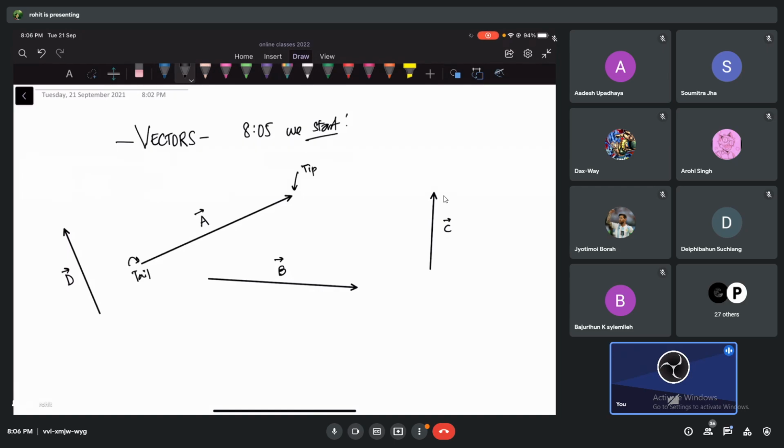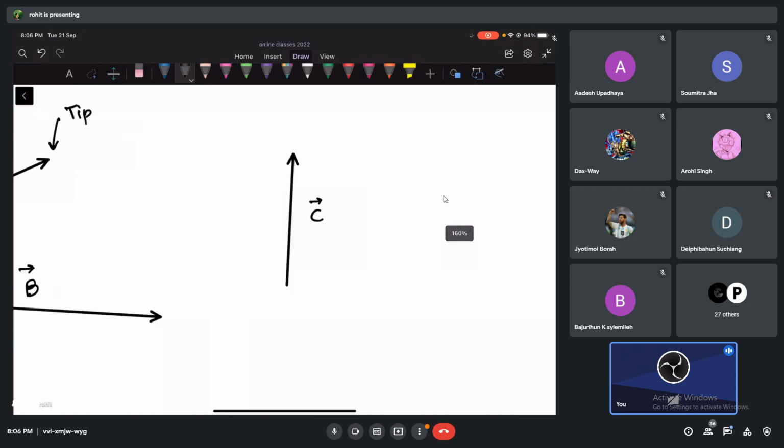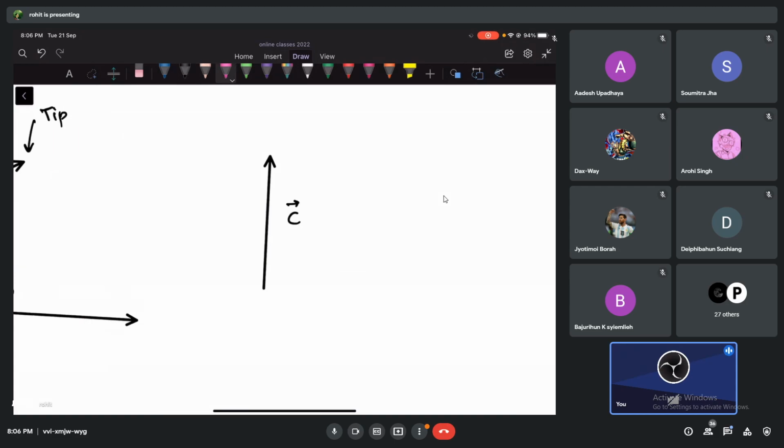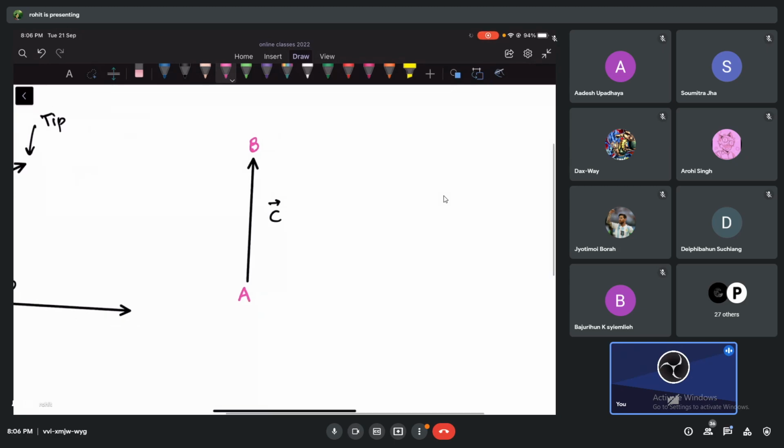So all the vectors have a tip and a tail, and you can give names to the tip and tail also. I can call this A here, and I can call this B. These are not vectors, these are points. The tip is called B here, and A is called the tail. So I can just write like this also: AB, which is a line segment, and then I can give an arrow. That means this line segment is directed from where to where? A to B.